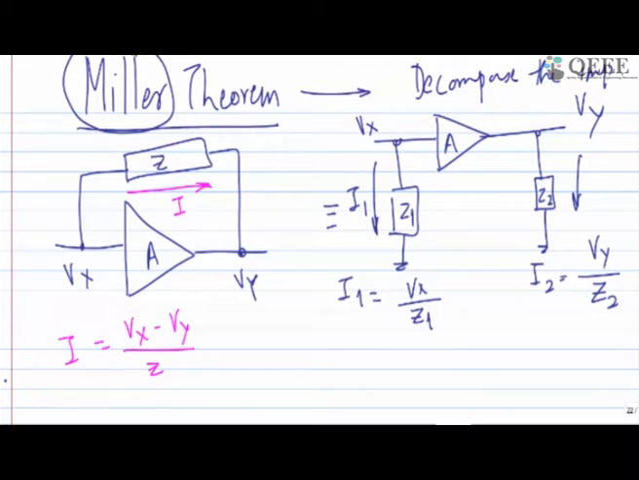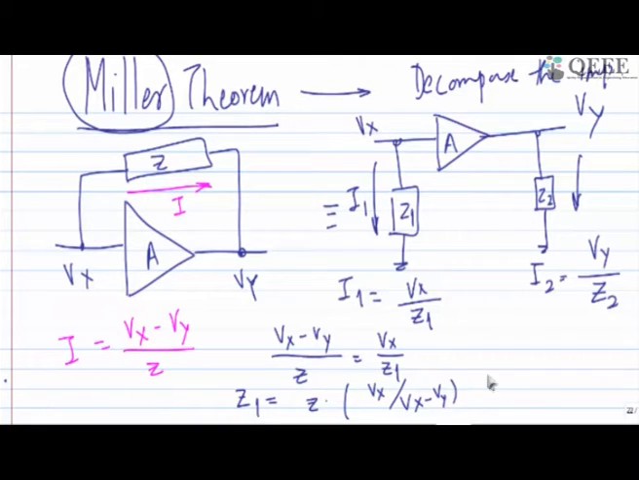So this is Miller. He has said that both the currents should be equal. If that is the case, and if I derive Vx minus Vy by Z is equal to Vx by Z1, and if I find out Z1, it is equal to Z times Vx by Vx minus Vy. If I divide by Vx, it becomes Z by 1 minus Vy by Vx, and we know that Vy by Vx is the gain, let's call it A, the voltage gain. If I replace this one, I am going to see this.